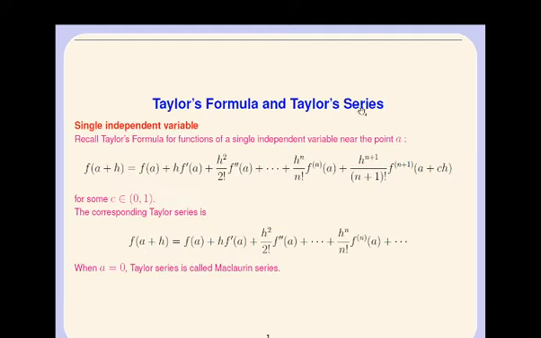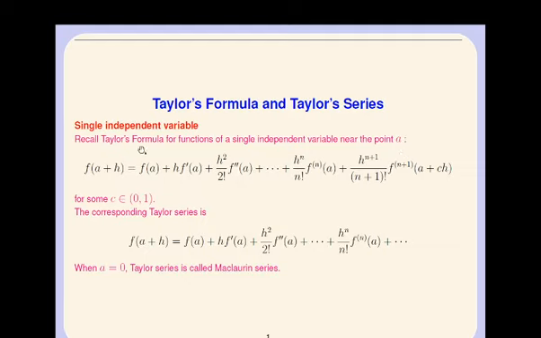So what is Taylor's formula in the case of a single independent variable? Suppose f and its derivatives, f dash, f double dash, etc., then the derivative fn and the n plus first derivative fn plus 1 all exist and are continuous in an open interval containing the point A.